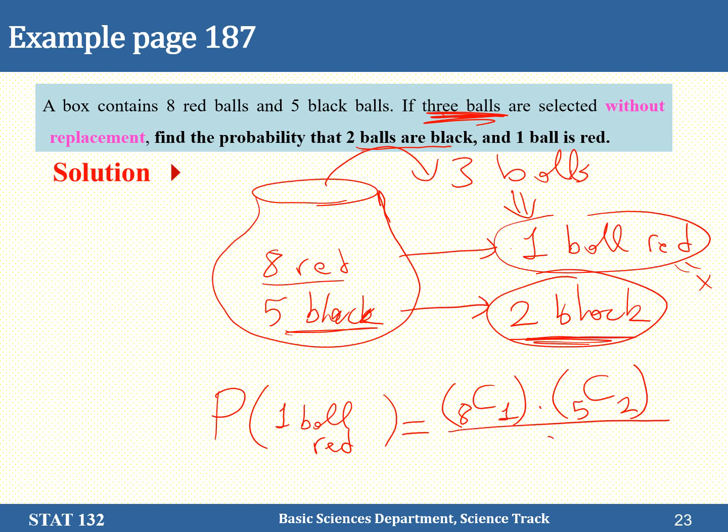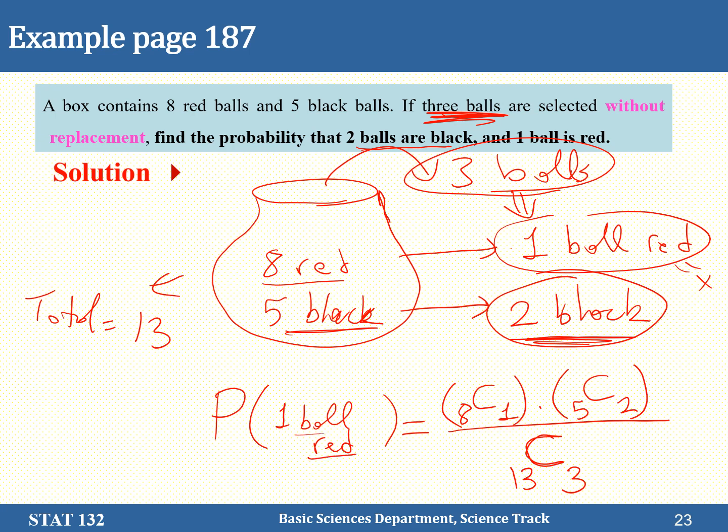And now, what is the number of ways of choosing 3 balls from the total? So total is 13. So you choose 3 out of 13. So it means 13 choose 3. So you can write here 1 ball red or 2 black, it depends on you. You can choose, but the answer will be the same. So let's see the answer here then.